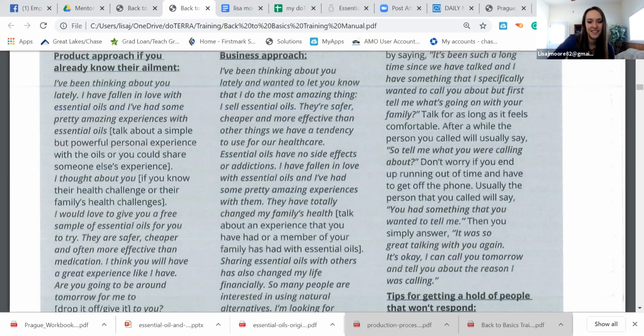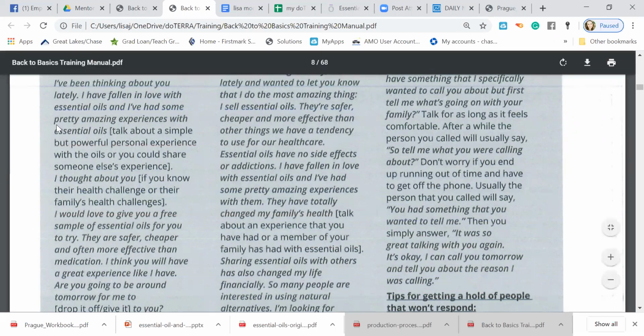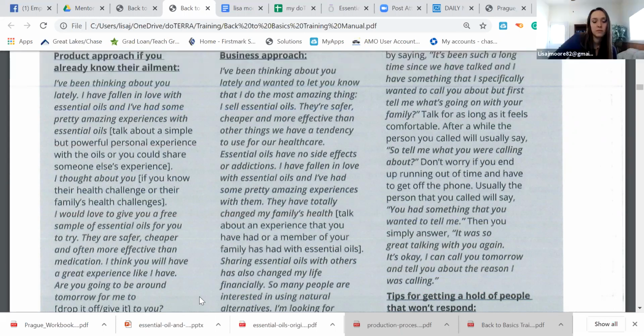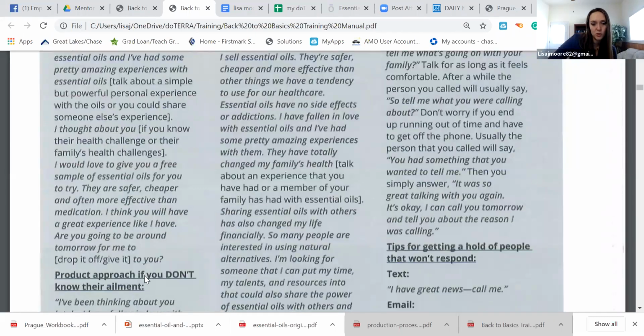Did you get through it 5 times? Yep. Sweet. The screen is hard to read though, so it cuts out. On mine, I can't read the whole thing. It's too big, so I had to improvise. It might just be my computer. Which part can you do? The one that starts, I've been thinking about you lately, and at the end it says drop it off or give it to you. Is there anything underneath that? Nope, it goes into the product approach if you don't know their ailment.